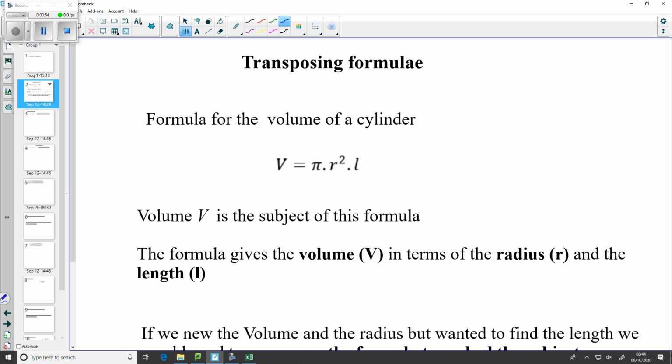If we look at the formula for the volume of a cylinder, it is pi times radius squared times the length of the cylinder. So that is the area of the circle at the end of the cylinder, and then you multiply that by the length.